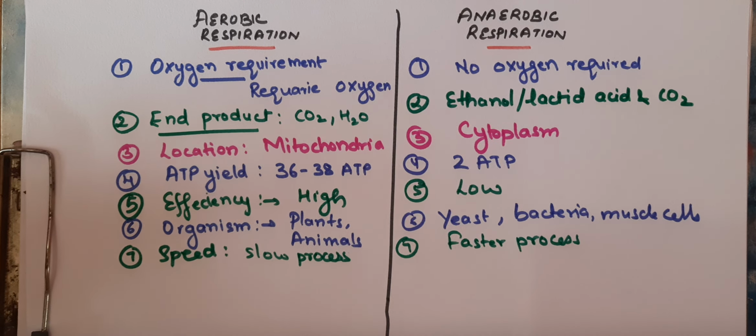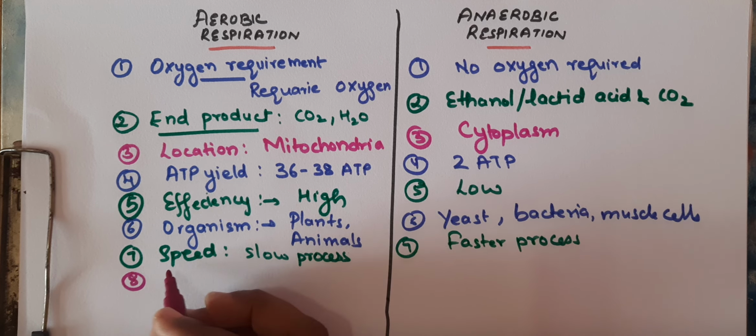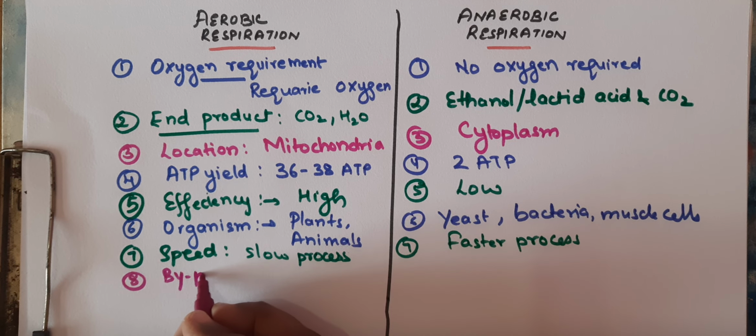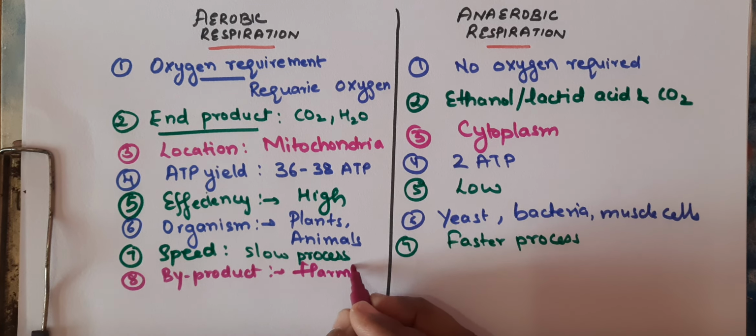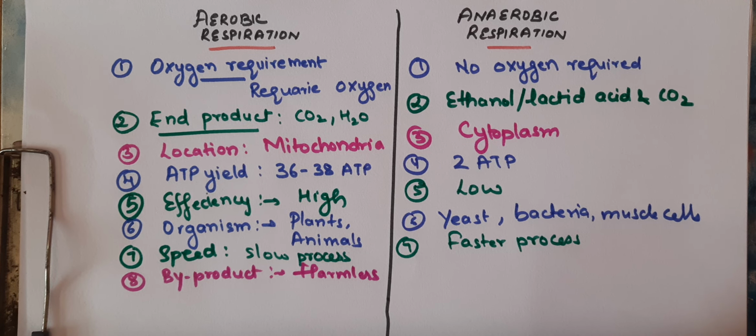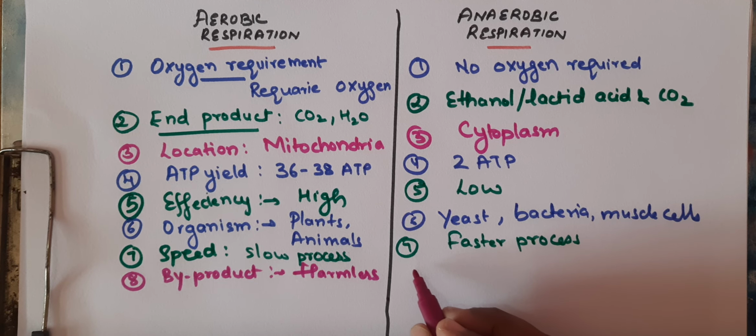Now these two processes, students, also differ in terms of the byproducts. The byproducts produced by aerobic respiration, students, are harmless. However, the byproducts of anaerobic respiration, that is ethanol and lactic acid, are to some extent toxic also.